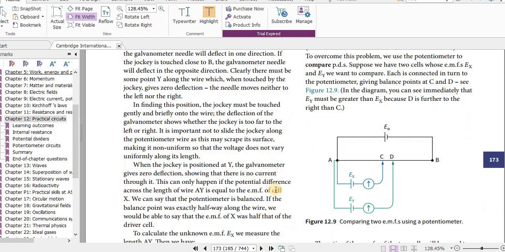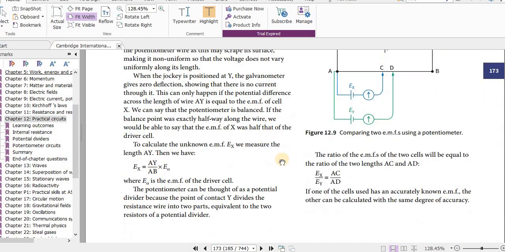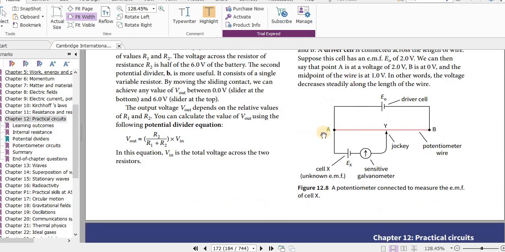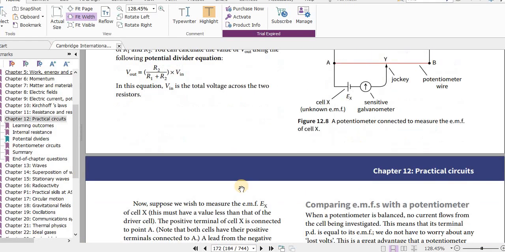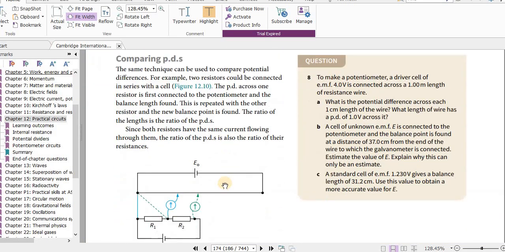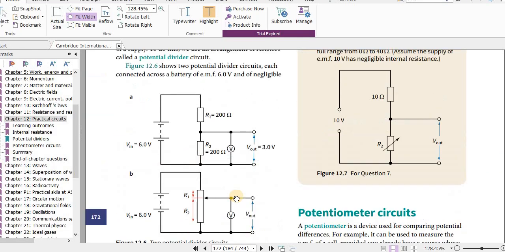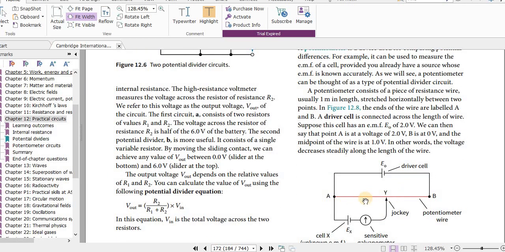this point of contact Y, divides the resistance wire into 2 parts. Okay. 2 parts, AY and YB, equivalent to the 2 resistors of a potential divider. It's similar to what we have here. See, here we have the sliding contact. This is also like a sliding contact.